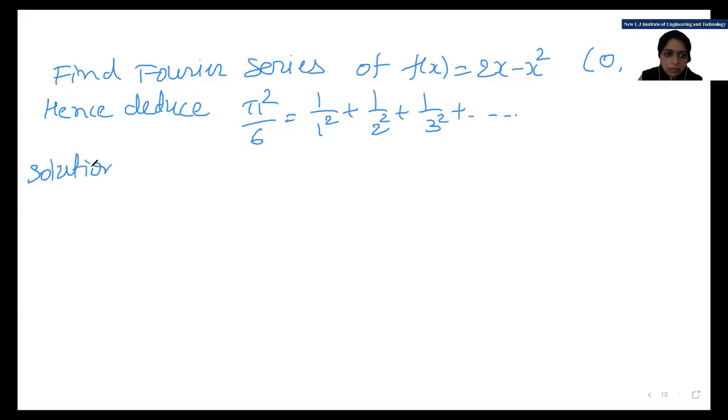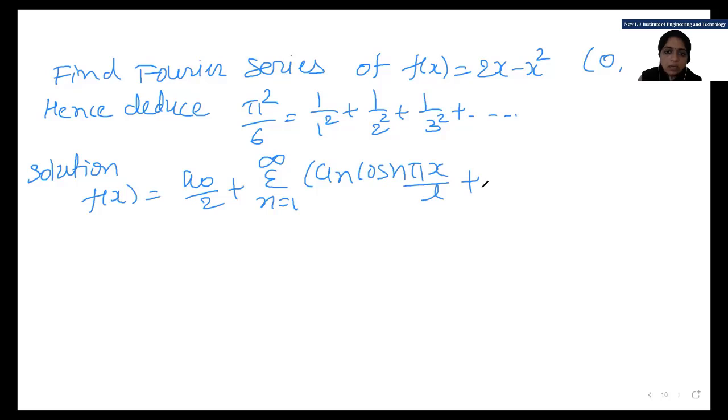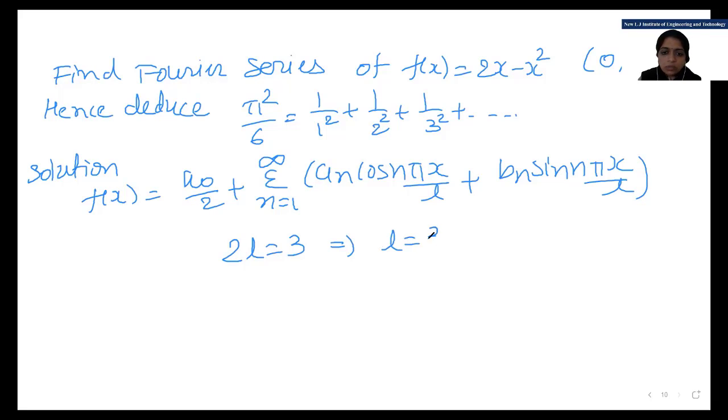first we have to start with the general Fourier series formula, that is A0 by 2 plus summation n from 1 to infinity of an cos n pi x by L plus bn sin n pi x by L. Okay, so let's start. As our given interval is 0 to 3, first we have to compare 2L is equal to 3, which implies L is equal to 3 by 2. Please keep in mind, it is the most important thing. As our interval is 0 to any constant number, not pi, first we have to compare our upper limit with 2L and then find the value of L.